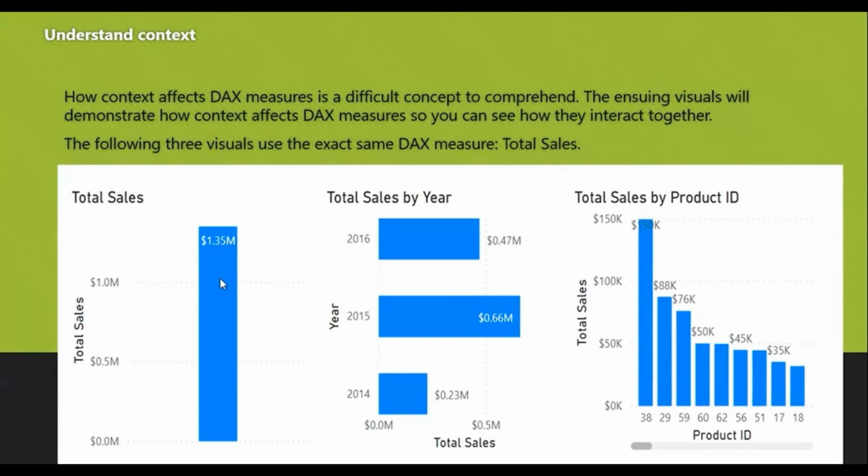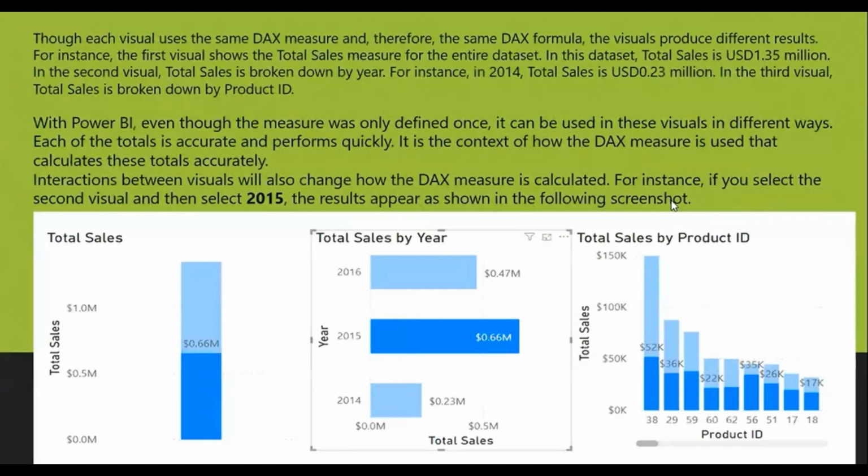One is the total sales. The second one is total sales by year. And the third one is total sales by product ID. Okay. So this is all the visuals. They are using the same measure, but they are representing it in a different way.